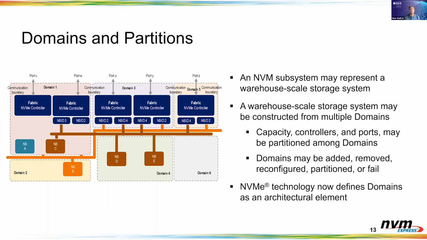What we've done in NVMe 2.0 is define how an NVM subsystem may be partitioned into multiple domains. Domains are a new architectural element in the NVMe architecture. A domain may contain control capacity, controllers, ports, and communicate with other domains. In the NVMe 2.0 base specification, we define how domains may be added, removed, reconfigured, or partitioned. This includes things like how reservations are handled when an NVM subsystem that was partitioned is unified. We also define how an NVM subsystem signals a domain change to a host.